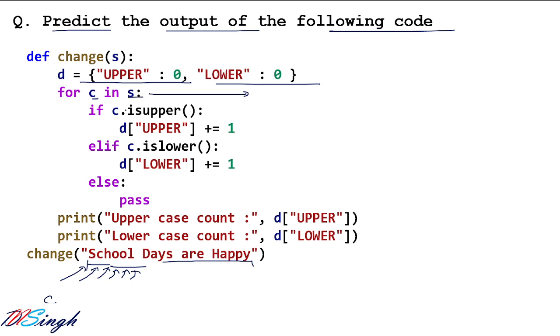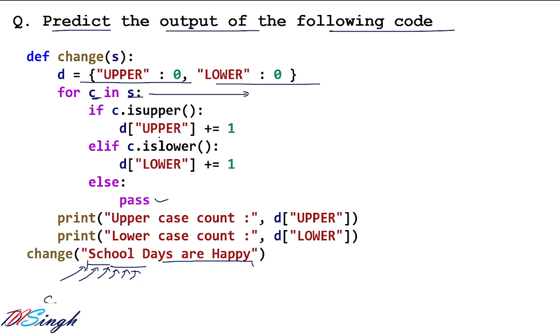So what is checked here? If c dot isupper, c will have a single letter in it. If c is in uppercase, fine, then the value of this key, upper, will be incremented by 1. If it is in lowercase, the value of the lower key will be incremented. So what will happen at last? Else we are going to pass.